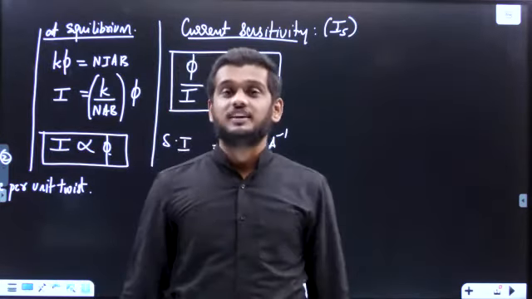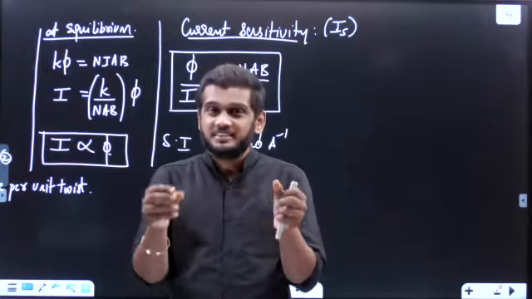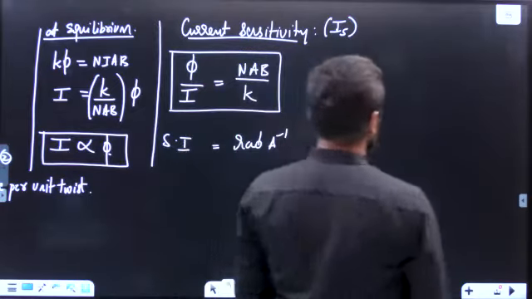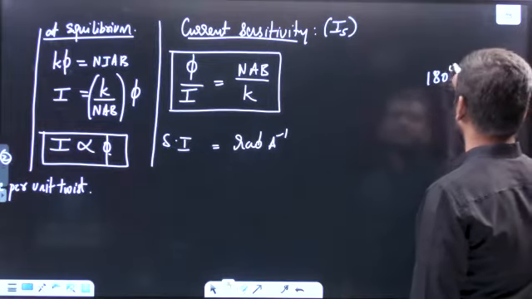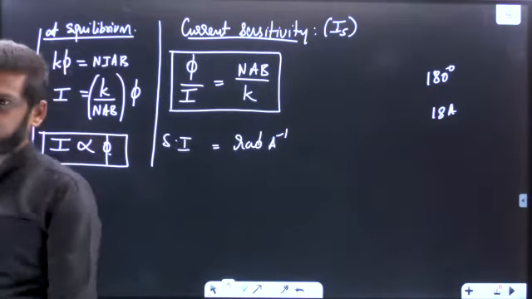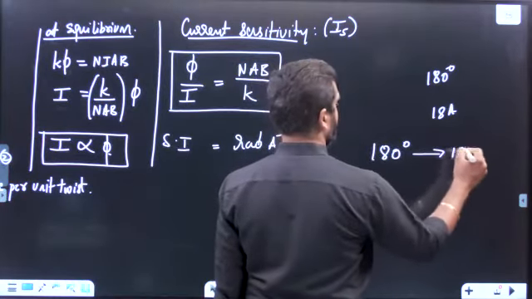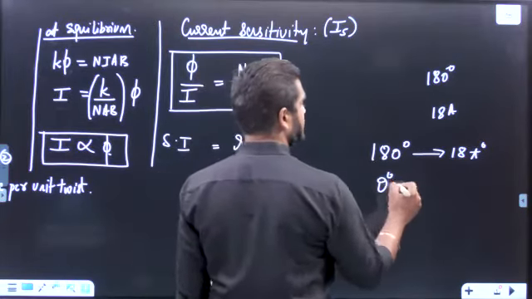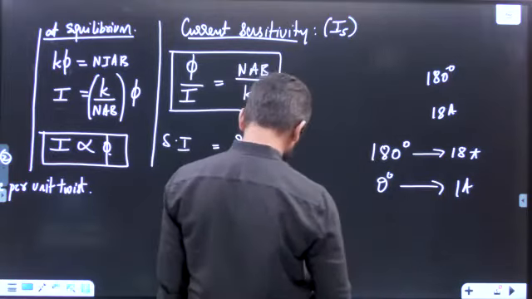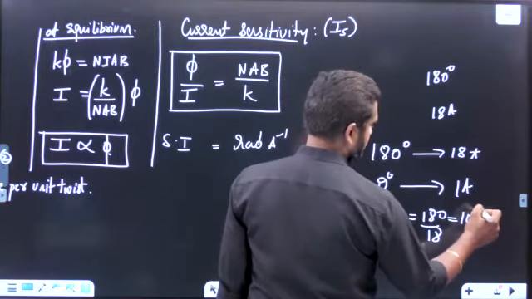Then how much will that galvanometer deflect for 2 amperes of current? 60 degrees. So current sensitivity is basically the amount of deflection produced per unit current. For example, if a galvanometer deflects by 180 degrees when 18 amperes of current flows through it, what should be its current sensitivity? See, 180 degrees is for 18 ampere. Current sensitivity is how many degrees for 1 ampere? So the current sensitivity value will be 180 divided by 18. That will be 10 degrees per ampere.